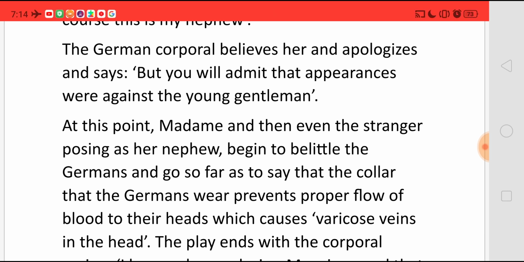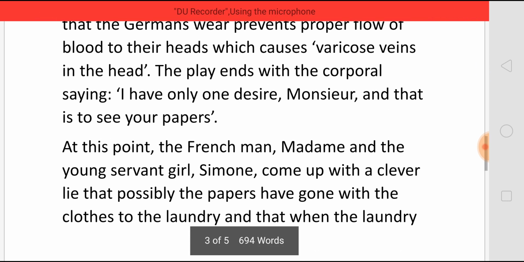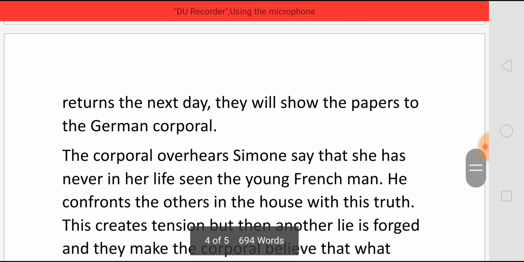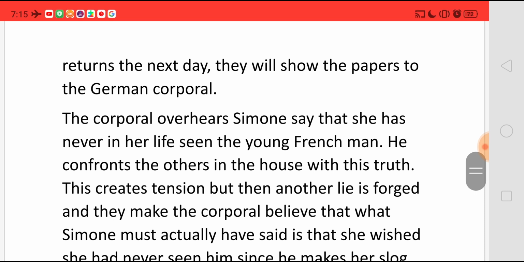At this point, Madam and then even the stranger posing as her nephew begin to belittle the Germans and go so far as to say that the collar that the Germans wear prevents proper flow of blood to their heads, which causes varicose veins in the head. The corporal says, "I have only one desire, monsieur, and that is to see your papers." The Frenchman, Madam, and the young servant girl Simon come up with a clever lie that possibly the papers have gone with the clothes to the laundry, and that when the laundry returns the next day, they will show the papers to the German corporal.